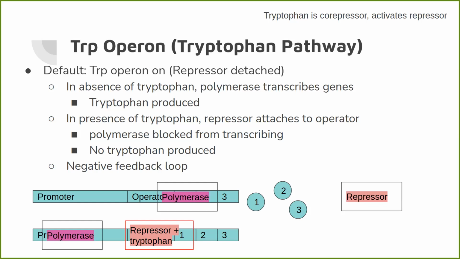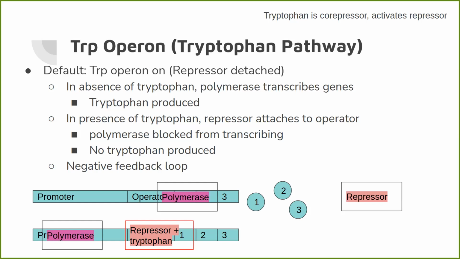By using a negative feedback loop, the cell can stop using resources on tryptophan production as long as tryptophan is present in high enough quantity. This means the tryptophan molecule will act as a co-repressor and activate repressors. Thus, the repressor will bind onto the operon and block polymerase from transcribing the genes. Because of that, tryptophan is no longer produced. Remember, this happens when there's enough tryptophan within the cell.